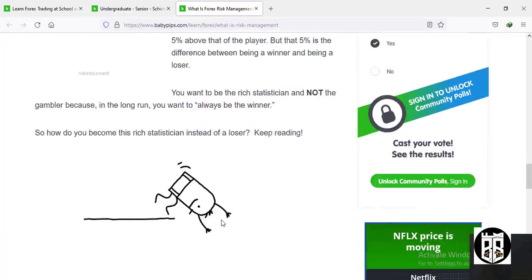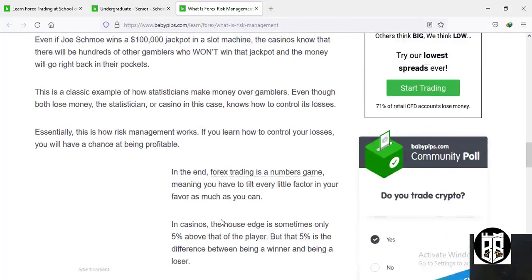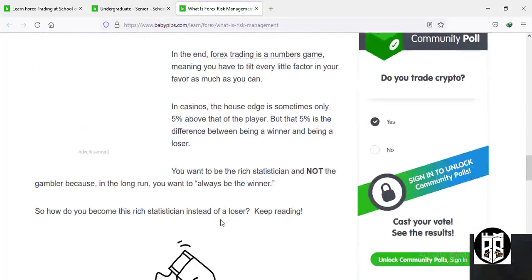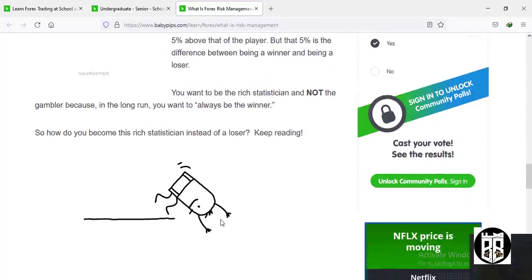You want to be like the rich statisticians who own and run casinos, and in the long run, you will always be a winner. I hope you understand what we just discussed here. Be smart like casino owners. Have the slight edge in your favor, and with that slight edge, you are going to be a winner.